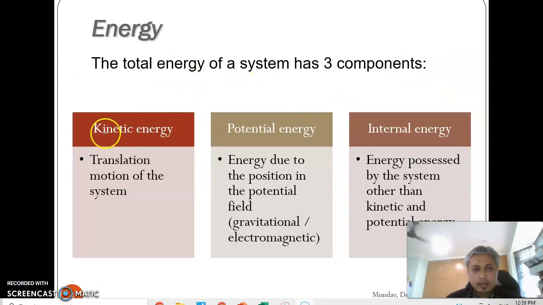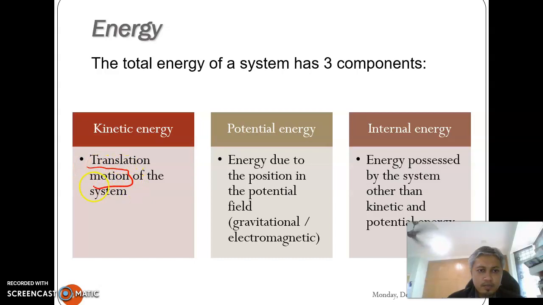This slide explains the difference between kinetic energy, potential energy, and internal energy. When we talk about kinetic energy, it is related to any motion or movement. Potential energy is due to position, such as gravitational energy. It must have a delta H here. And then internal energy is energy other than kinetic and potential energy.